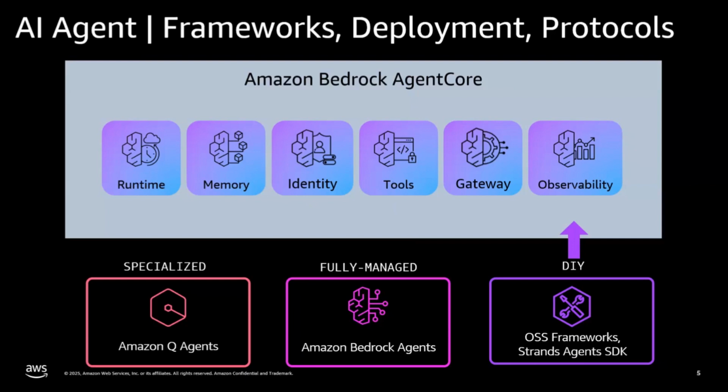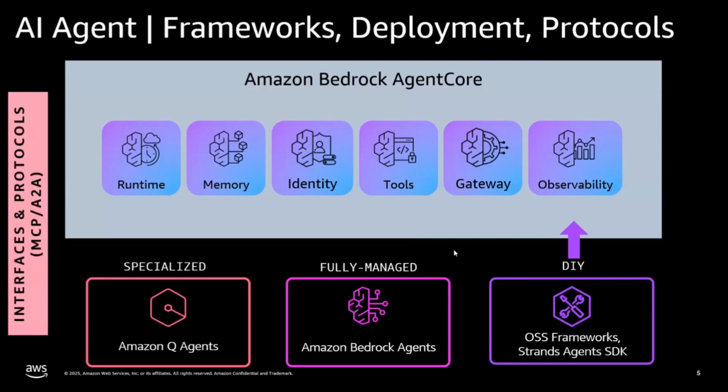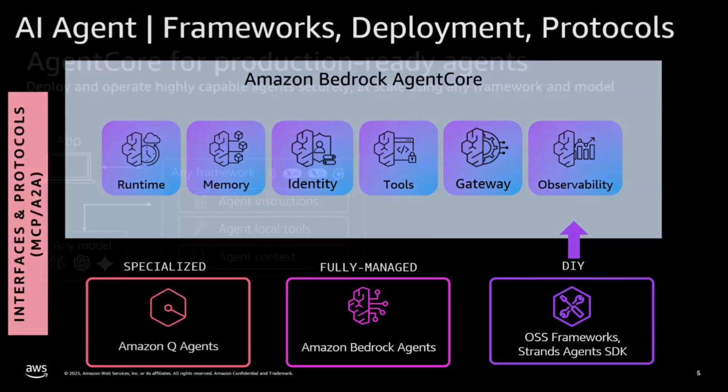What if you have hundreds or thousands of tools? How do you manage them at scale? That gives you the gateway as well, being able to manage all of them through a single interface. And obviously observability, because you want to know constantly how your agents are performing, how your requests are being served, where the bottlenecks are, etc. So this is primarily targeting DIY, integration with open source frameworks and Strands Agents, and obviously built-in support for protocols like MCP and A2A.